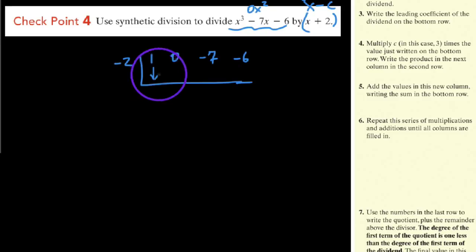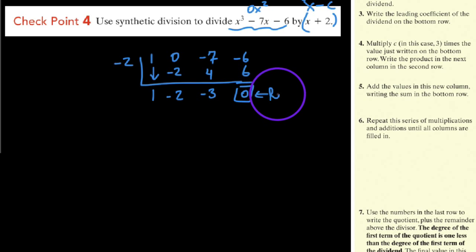So using the same method we did last time, we're going to carry down this 1. We say negative 2 times 1 is negative 2. So now we'll add vertically. 0 plus negative 2 is negative 2. Then we'll multiply diagonally. Negative 2 times negative 2 is positive 4. 4 plus a negative 7 is a negative 3. Negative 2 times negative 3 is a positive 6. And in this case, when we add these, we get 0. So the fabulous thing here is that we actually got a remainder of 0.